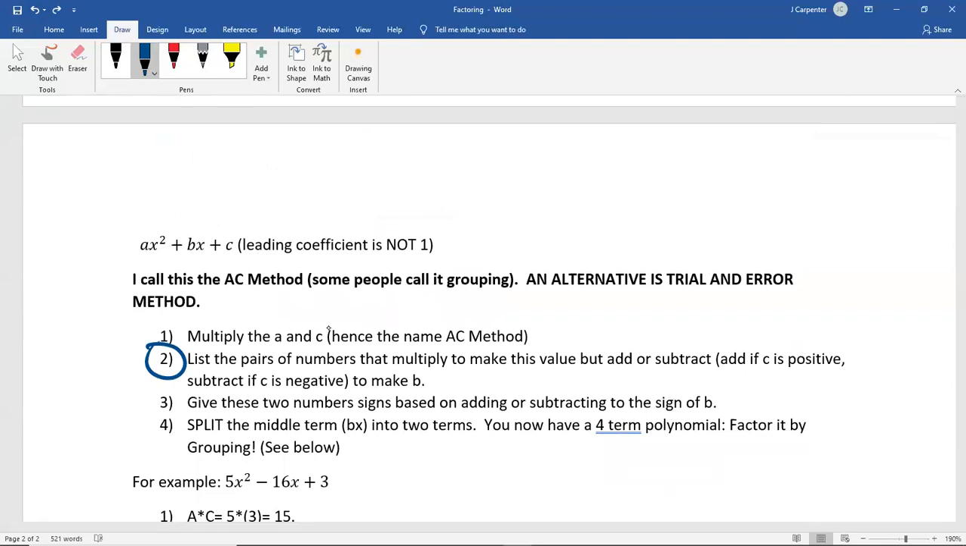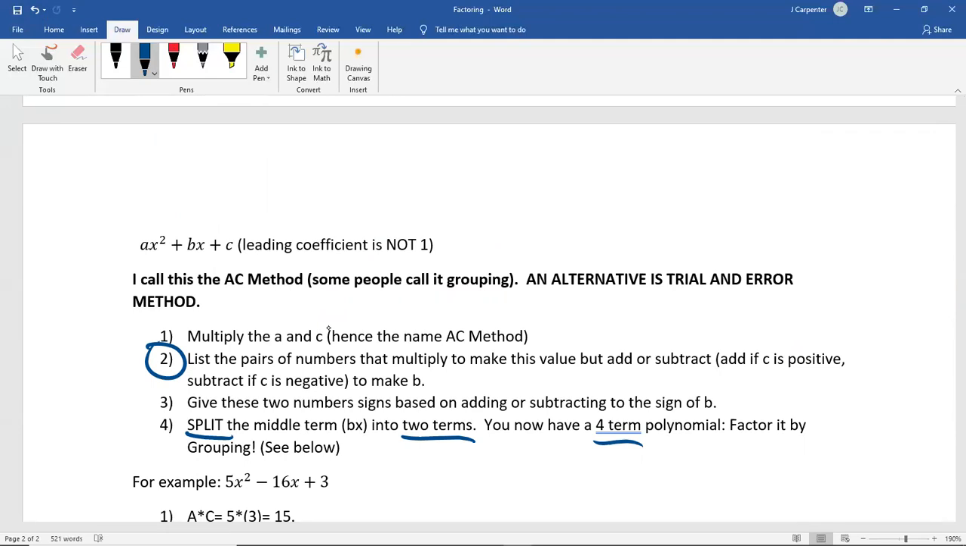So what we have to do, and again, give them the signs based on combining to B, is split the middle term into 2 terms. You are going to create a 4-term polynomial. You're going to take something that had 3 terms and make it 4. And you might go, well, why on earth would we ever want to do that? That seems completely unreasonable and silly. Why would you take 3 terms and make them 4?